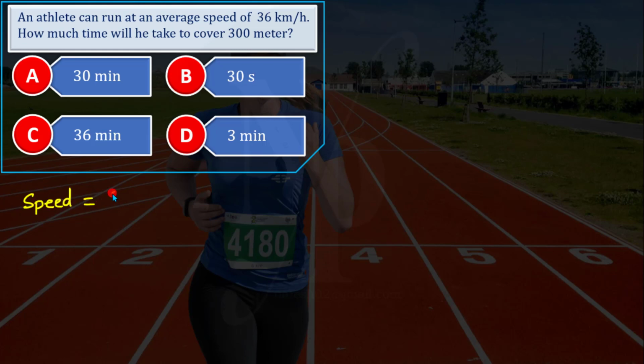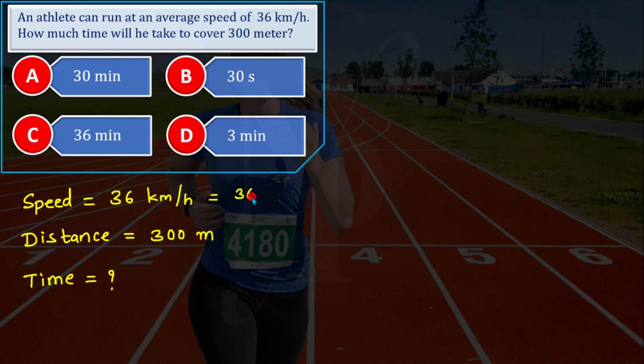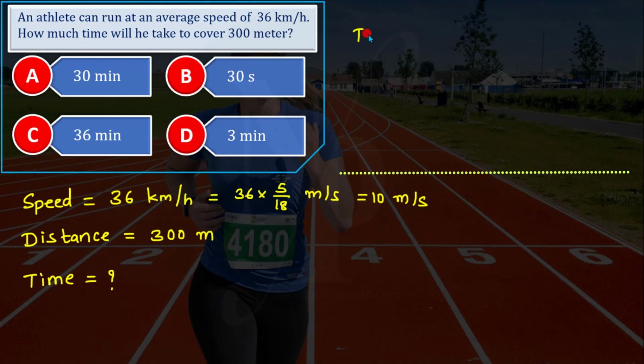Speed is equal to 36 km per hour. Distance to be covered, I write distance is equal to 300 meter, and we have to calculate the time taken by the athlete to run the given distance. Here speed is in kilometer per hour and distance is in meter. Let us convert speed into meter per second. 36 into 5 by 18 meter per second. So dividing 36 by 18, I get 2. 2 into 5 is 10. 10 meter per second.